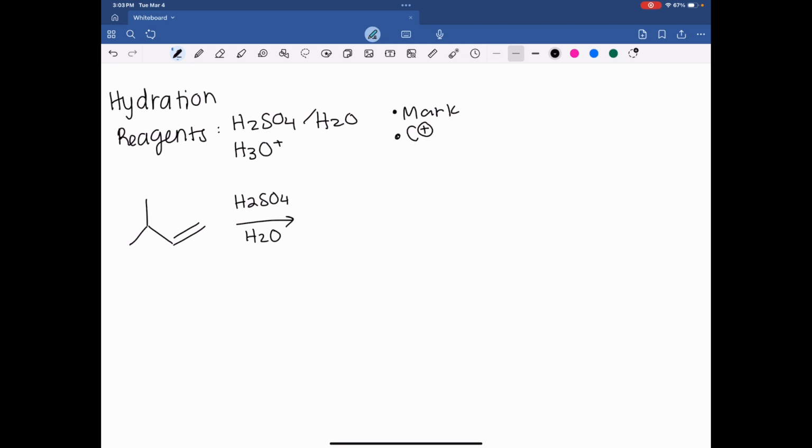Me personally, whenever I see this as my reagent, I like to just cross it out and think of it as H3O+. Because when you put sulfuric acid in water, it's just going to create H3O+, and I just think it makes the mechanism a little bit easier to follow when you do it this way.